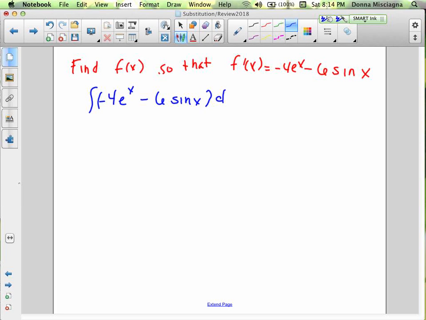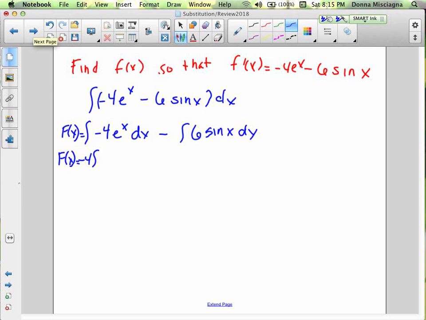We actually don't need any substitution on this one, but I threw it in here. Negative 4e to the x dx. I like to split these integrals up. Minus 6 sine x dx. You could also factor out, and we can put f of x equals. I don't like to put that if I'm going to switch to u's, because then I've got x's and u's together, and that's not right. But when we integrate, we get the function whose derivative we were given. And you can factor out coefficients, that's no problem.